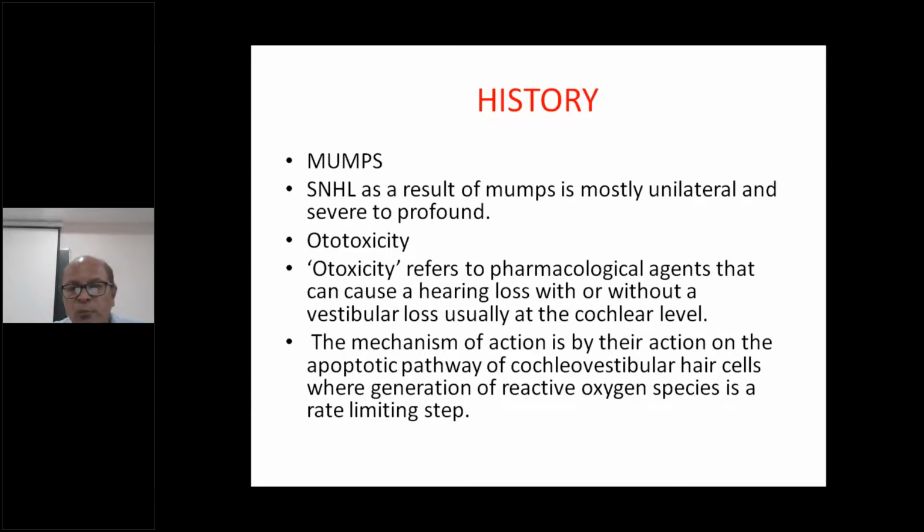Particularly if you are giving loop diuretics, they cause injury to the stria vascularis, leading to reduced production of endolymph. Some cause direct injury to the outer hair cell by generation of reactive oxygen species. So it differs from one group of drugs to another group.